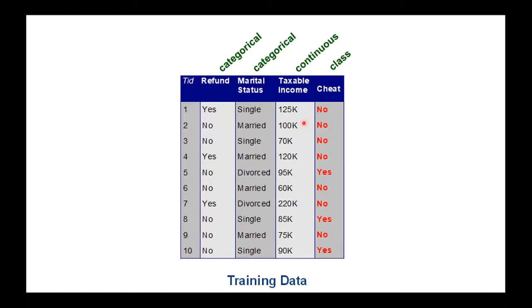Oh, yes? Here it looks like married people don't cheat on their taxes. Okay, all right. Good. Only on their taxes.